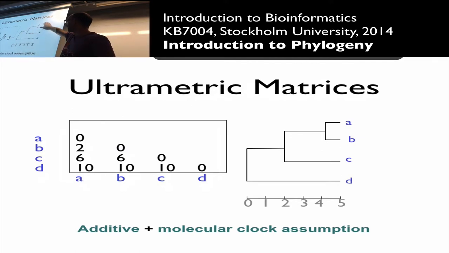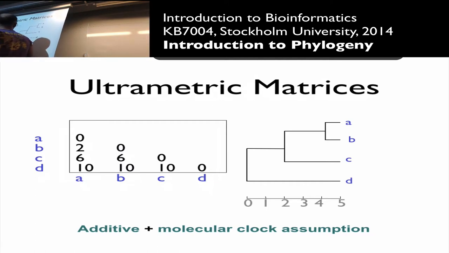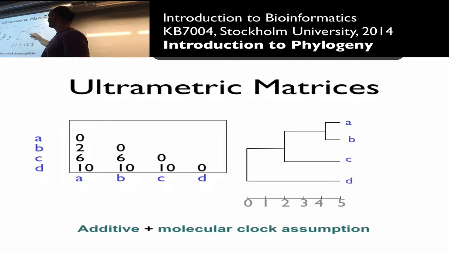So then you would like to have a tree that looks like this. Of course, then you would have to have a matrix that fulfills this, and in this case it does. A and B have 1, 2. A and C have 1, 2, 3, 4, 5, 6. B and C are the same, and D has 10 to everything. So that would be a perfect tree.